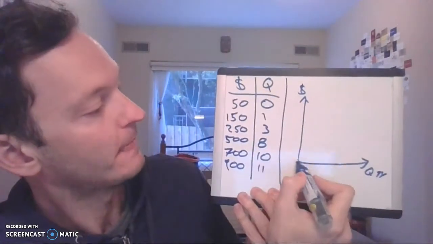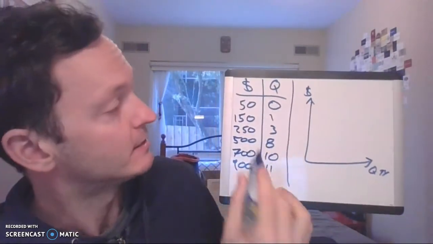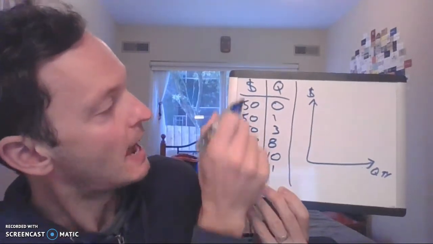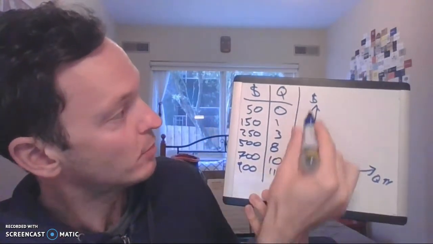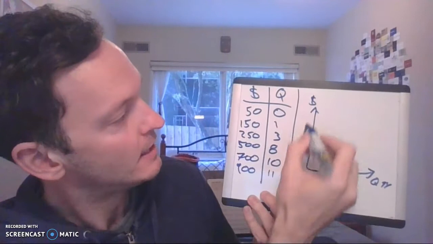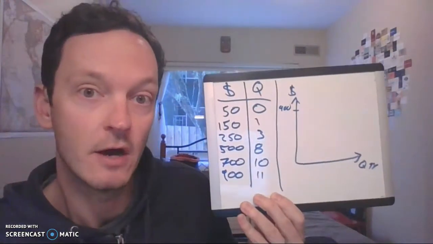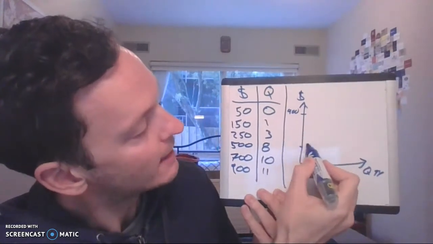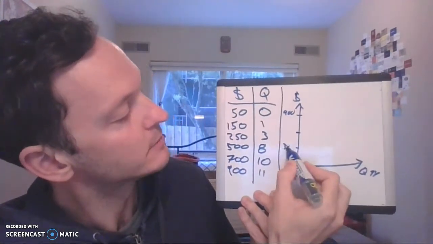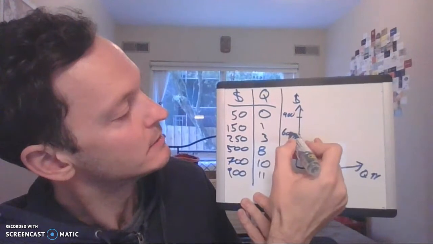Remember how we do our axis? We take our largest point and our smallest point. So my largest point for dollars here is 900, so that's going to be here. And I can easily divide 900 by 3, so that's about a third and that's about a third. So that becomes 300 and that becomes 600.